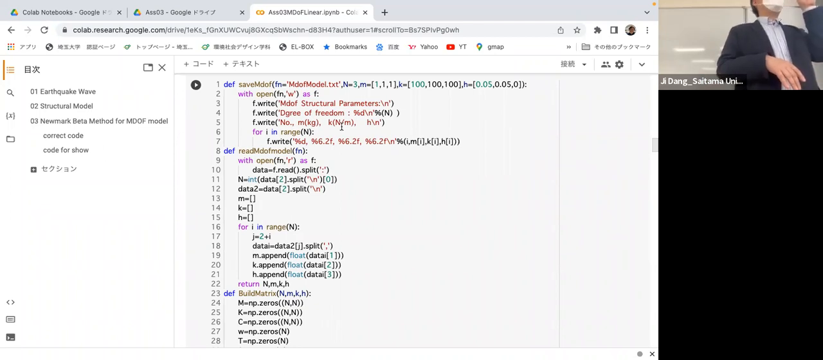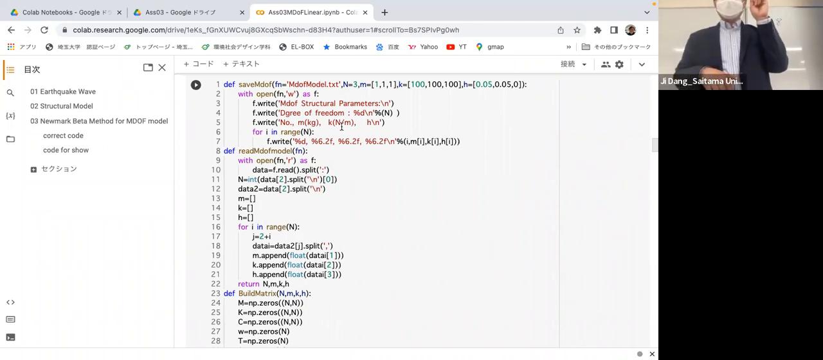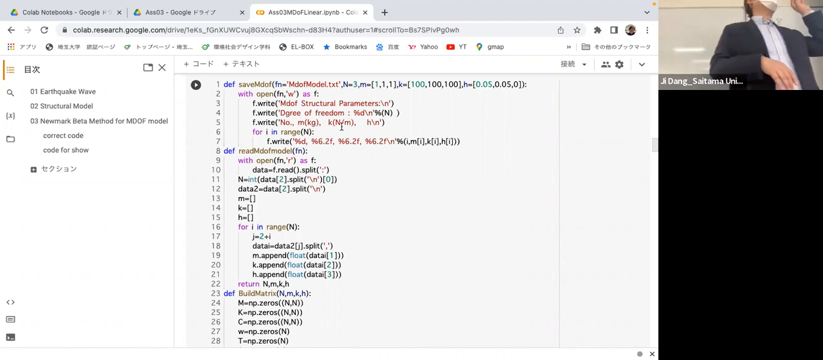For H, you can write one for each mode. For 3 degrees of freedom, we have 3 modes, so each of them equals 0.05. You only use the first 2, but for the ease of coding, just make every mode 0.05. Okay.